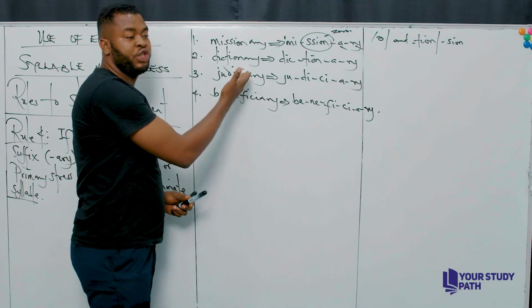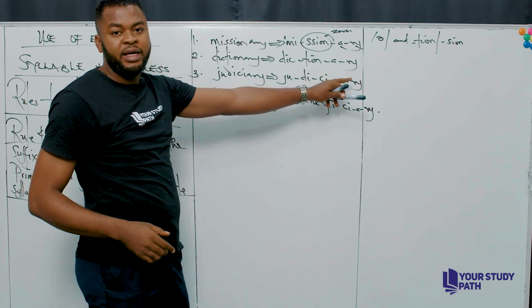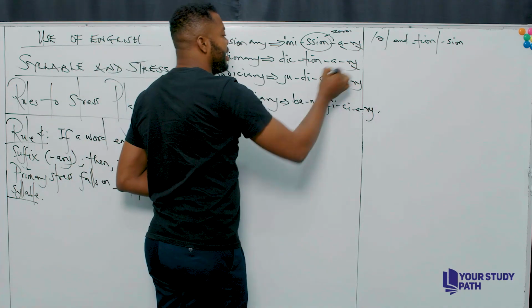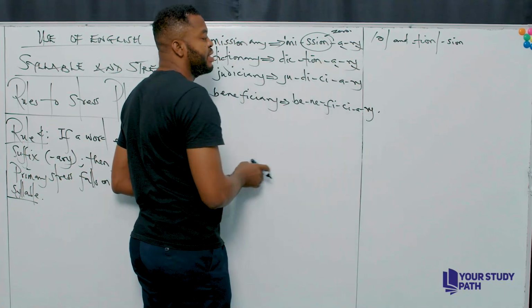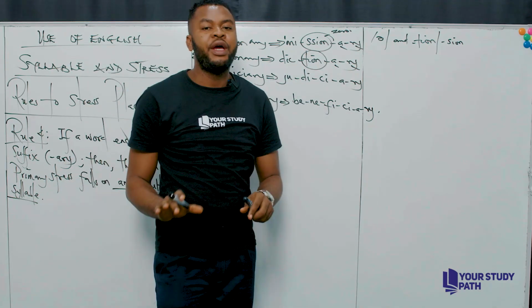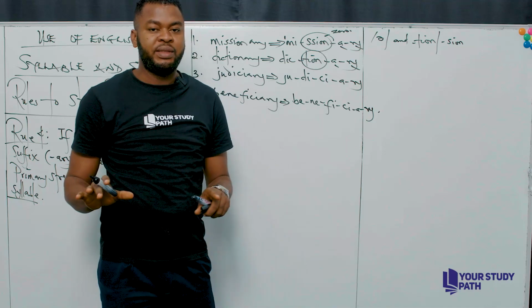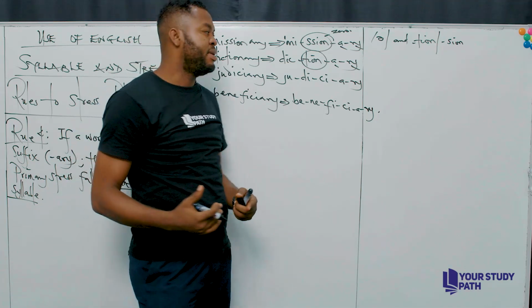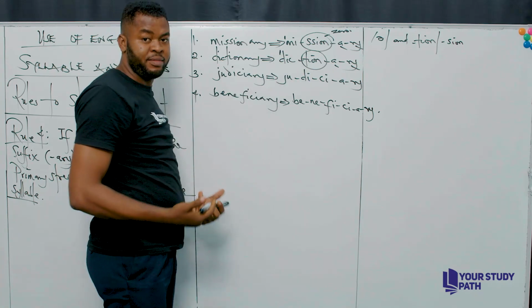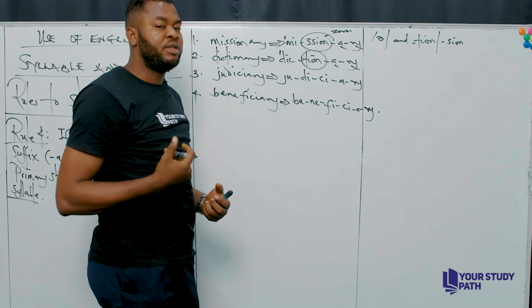You have dictionary, and here is the syllabic division. Now, this is the last syllable, and this is second to the last syllable. Now, like I told you earlier, the T-I-O-N do not take stress, okay? So it means that the stress placement will be on D-I-C. So, dictionary.